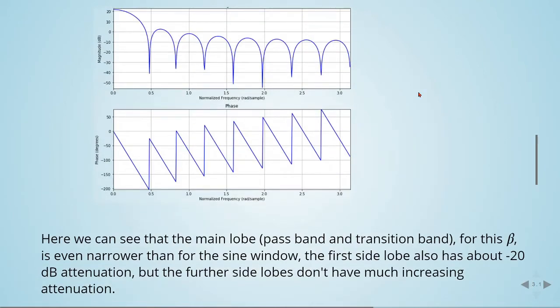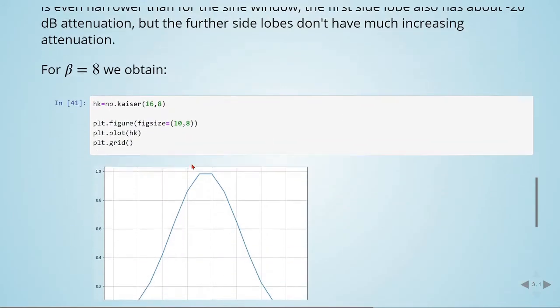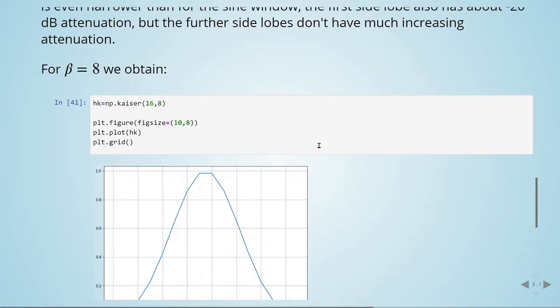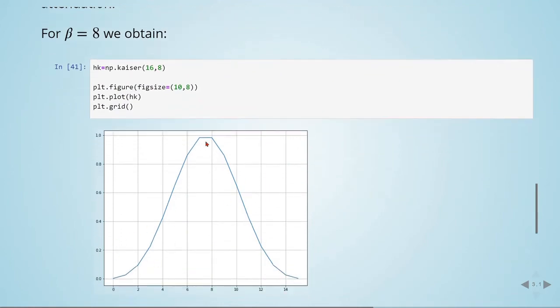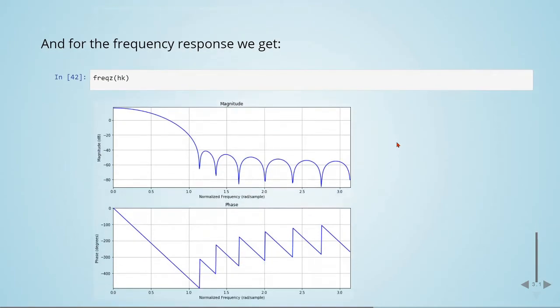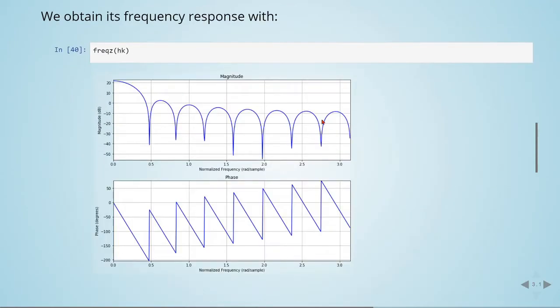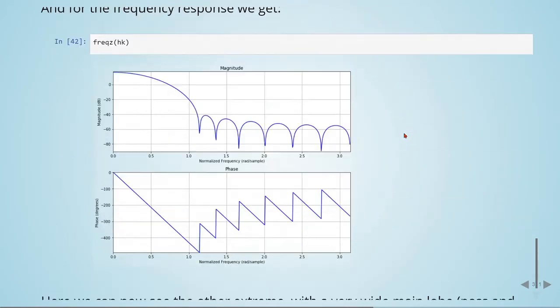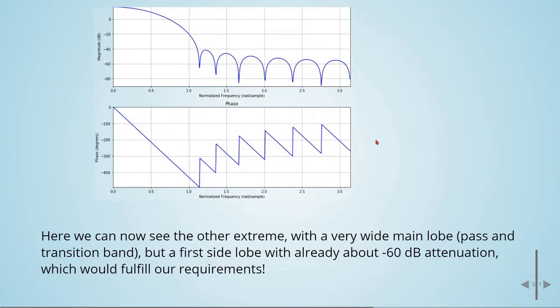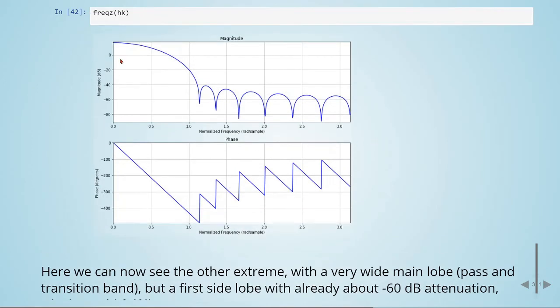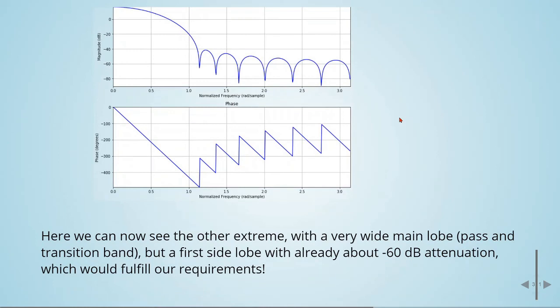If we increase beta from 2 to 8, so we just change this value here, we have this shape for the Kaiser. And now we have a very different frequency response when compared to this one. So here we can see the other extreme with a very wide main lobe, so the pass band and the transition band, but for the first side lobe we already have about minus 60 dB attenuation, which would fulfill our requirements, for example, for an anti-aliasing filter.